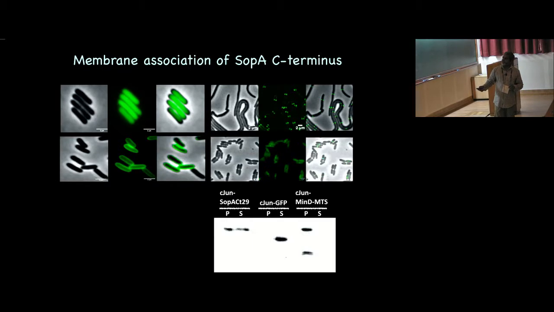And this is of course GFP, nothing there in the pellet, and this is the MinD, a majority is there in the pellet fraction. So probably in these images they are also membrane bound, but since they are also cytoplasmic, I simply cannot distinguish by imaging if they are in the membrane or not. Sufficient amount is not there in the membrane. So there is some proportion that is always there in the membrane. So we can at least say that the C-terminus does have a potential to bind to the membrane.